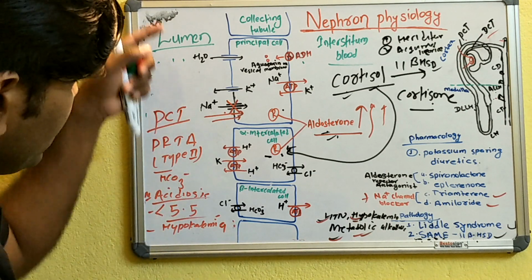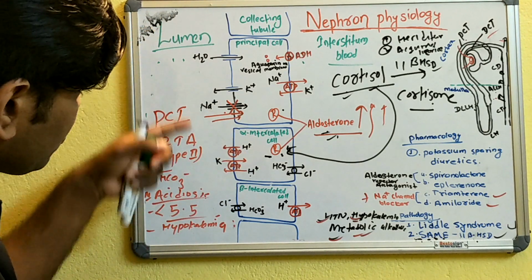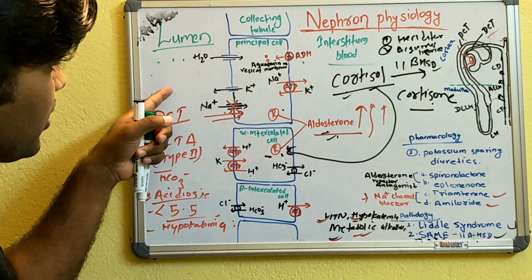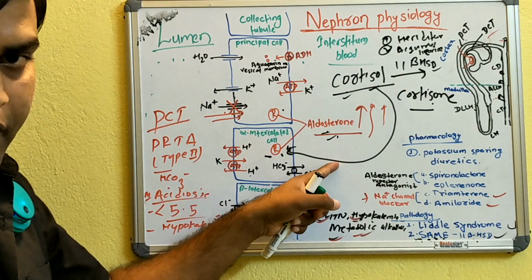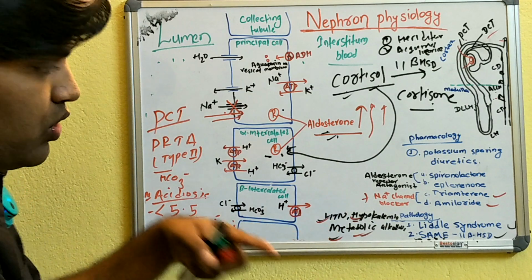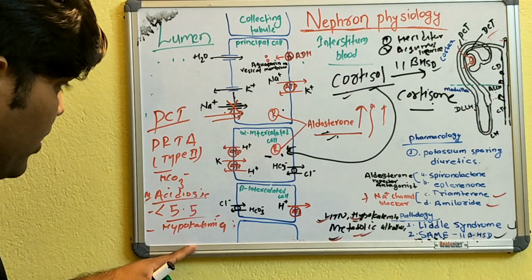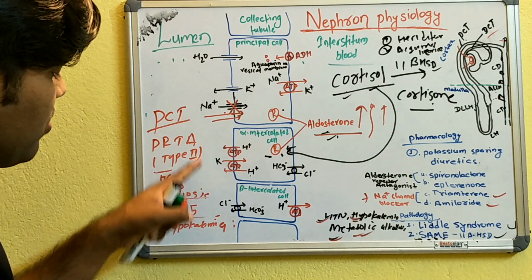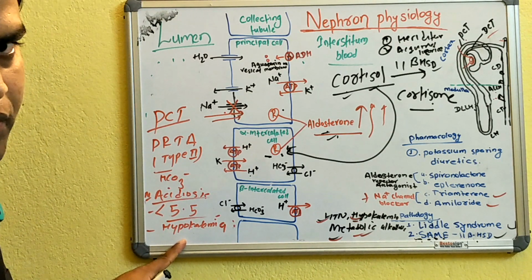Hypokalemia is due to the loss of everything in Fanconi syndrome, so sodium is lost. If more sodium is lost, potassium is excreted out. Since potassium is lost in the urine, there will be hypokalemia. So both in distal, that is type 1 acidosis, there will be hypokalemia, and in type 2, that is proximal renal tubular acidosis, there will also be hypokalemia. That we have to remember.